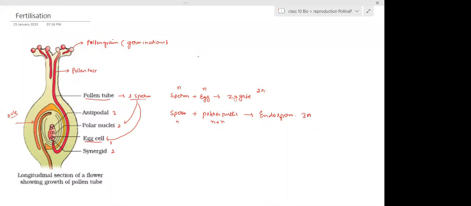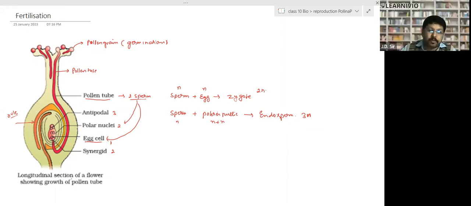That's why fertilization takes place at two places in angiosperms. That's why we call this double fertilization. So in angiosperms, what kind of fertilization takes place? Double fertilization. Tell me, guys, is it clear or not?